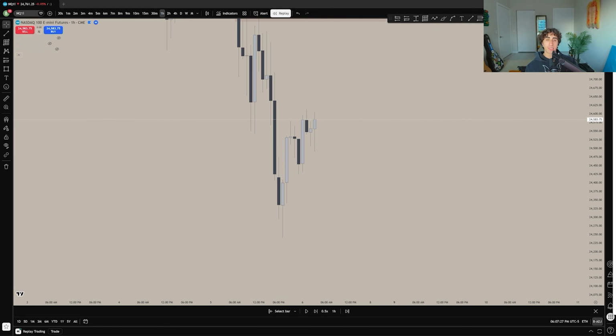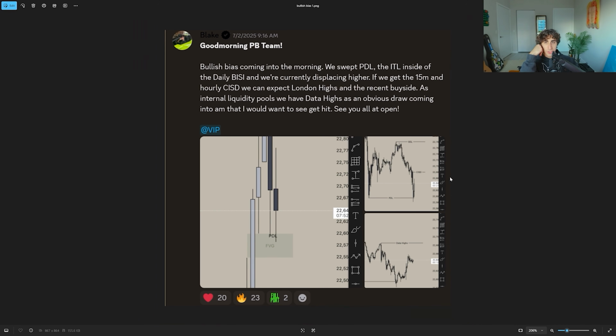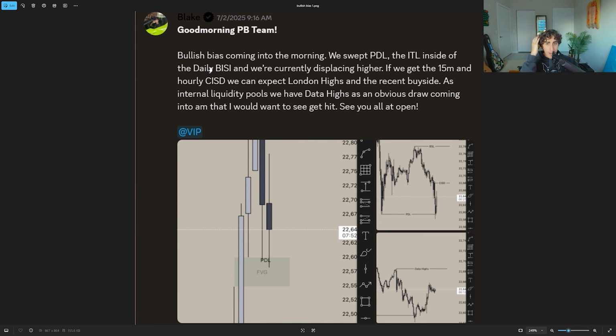And now let me show you guys some examples of some daily biases that I sent out to my Discord so you guys can get a clear understanding of how to tie in all of these concepts. All right, so if we just look at this on the chart right here, I said good morning, bullish bias coming to the morning. We swept out previous day low, right?